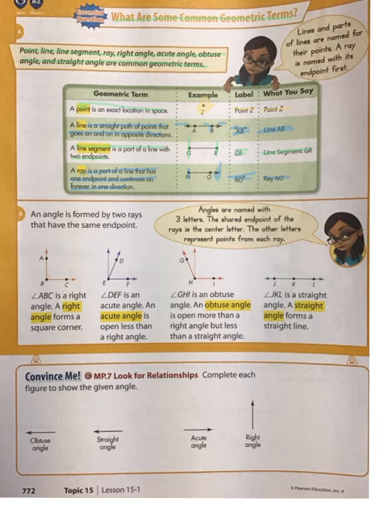Now let's talk about angles. An angle is formed by two rays that have the same endpoint. So here we have A, B, and C. That is the name of this angle. So we have a right angle, so we would call it angle ABC. And it is a right angle because it has a 90-degree angle or a square corner.